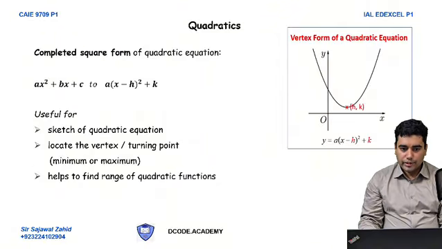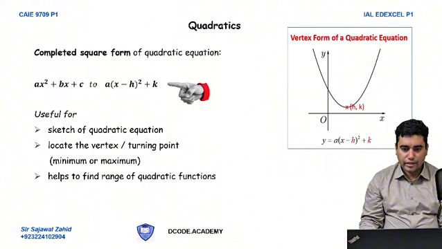The first topic is how to convert a quadratic equation into a completed square form. The general form of a quadratic equation is ax squared plus bx plus c, as you know. This we need to convert into the form a bracket x minus h whole squared plus k. This minus can be plus also.